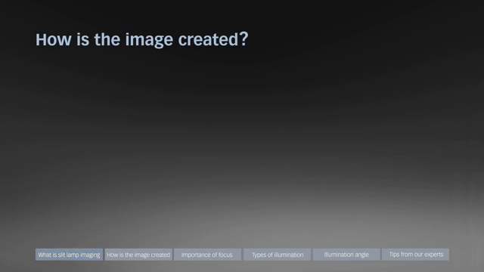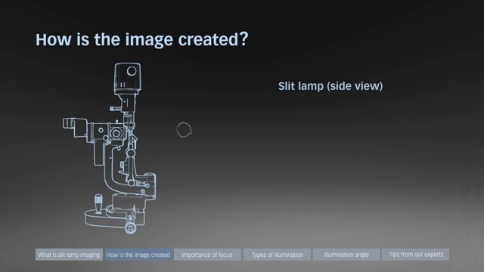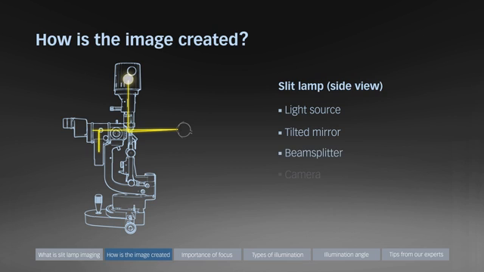How is the slit lamp image created? It all starts in the illumination head of the slit lamp. The light passes the optics, is diverted by the mirror, and illuminates the patient's eye. From there it passes the optics, is divided by the beam splitter, and reaches the camera sensor and the examiner's eyes.